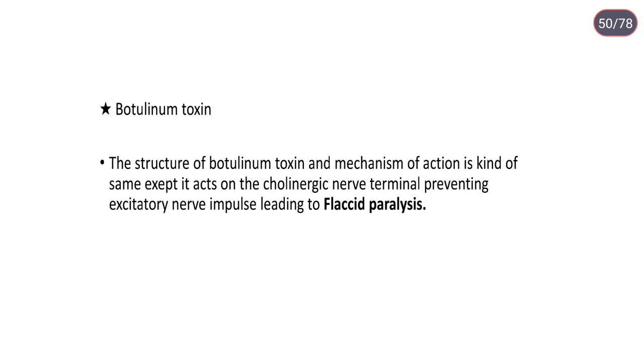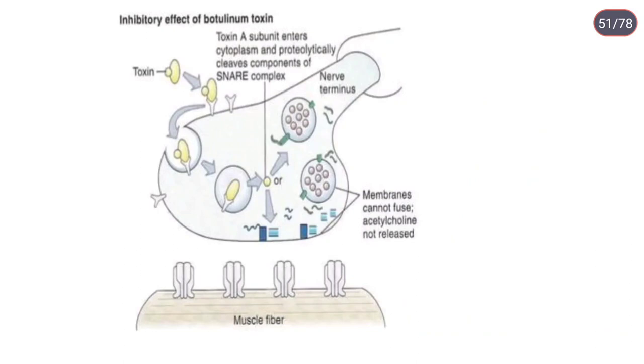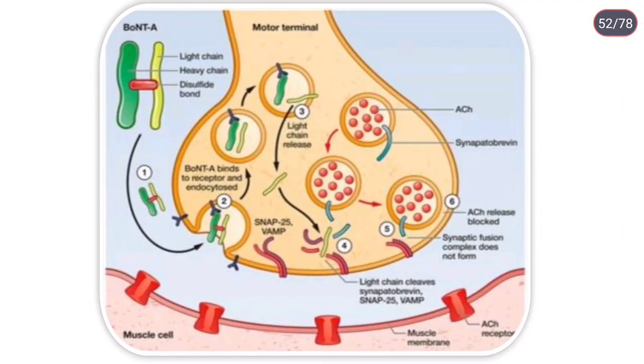Now botulinum toxin. Actually botulinum toxin acts in the same way, but in the case of botulinum toxin, it inhibits the exocytosis of the vesicles containing acetylcholine, the excitatory neurotransmitter, in the excitatory interneuron, thus blocking the action of the excitatory interneuron, and that is how the botulinum toxin causes relaxation of the muscle and flaccid paralysis develops. So this is the botulinum toxin mechanism, how it is inhibiting acetylcholine release. This is the same thing, how it is cleaving synaptobrevin, syntaxin or VAMP and inhibiting the exocytosis process.